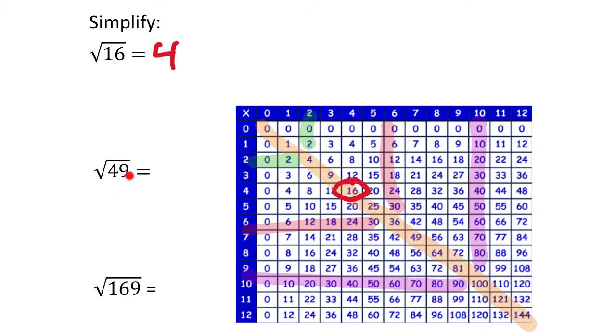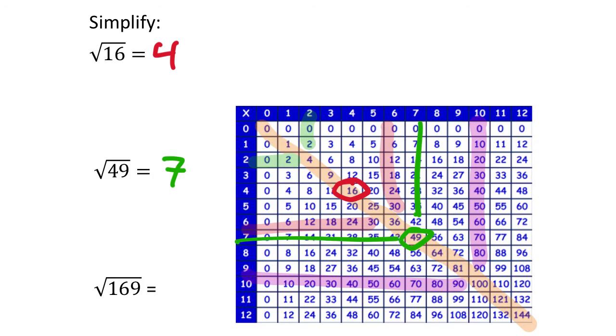So on this next one, the square root of 49, again, what number times itself is 49? Hopefully you have that memorized, but here it is in the table, which means that we're looking at sevens on this one. Now you'll notice 169 is not in the table. It's not in the table.